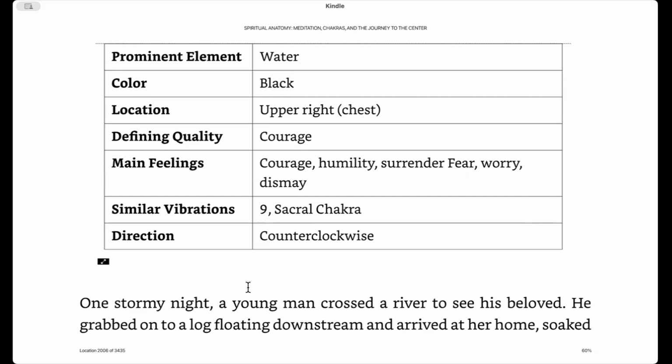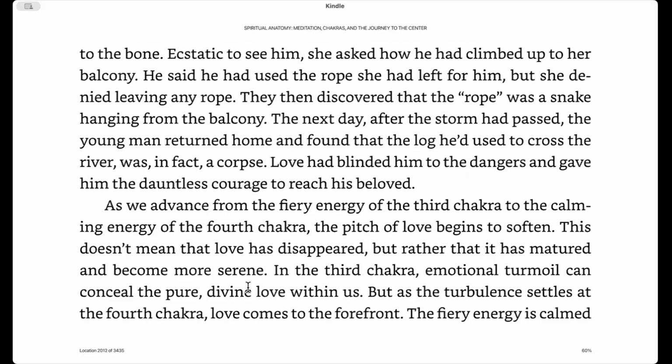So let's read the text. One stormy night, a young man crossed a river to see his beloved. He grabbed onto a log floating downstream and arrived at her home soaked to the bone. Ecstatic to see him, she asked. He had climbed up to her balcony. He said he used a rope she had left for him, but she denied leaving any rope. And then they discovered the rope was a snake hanging from the balcony.